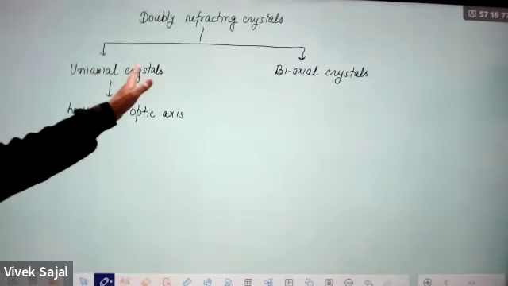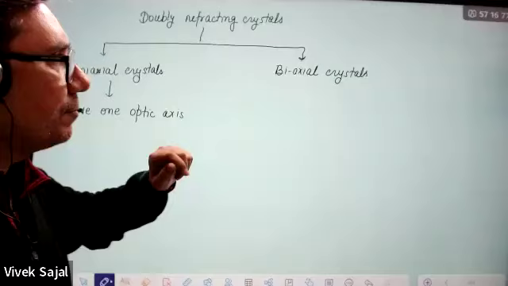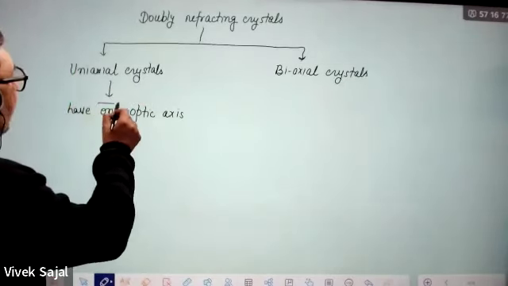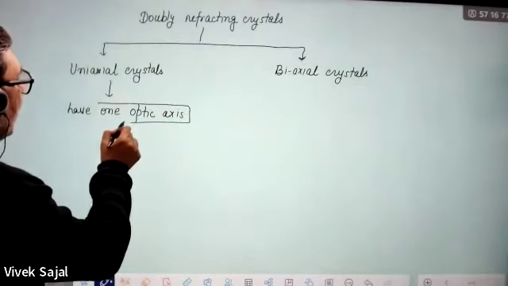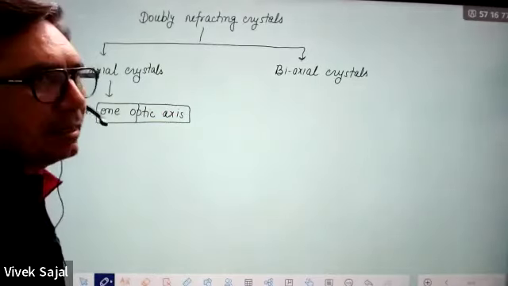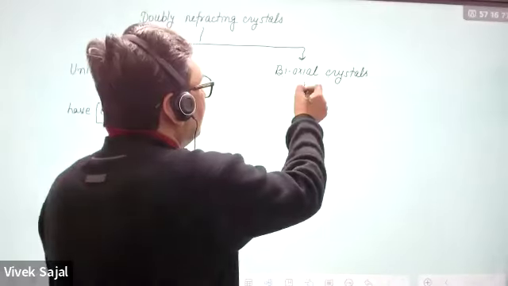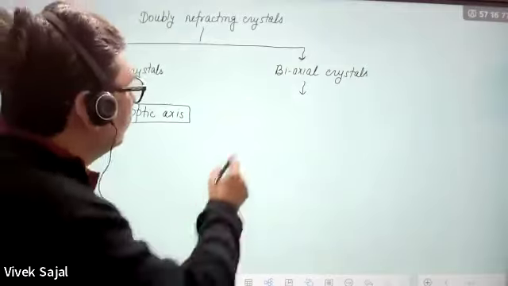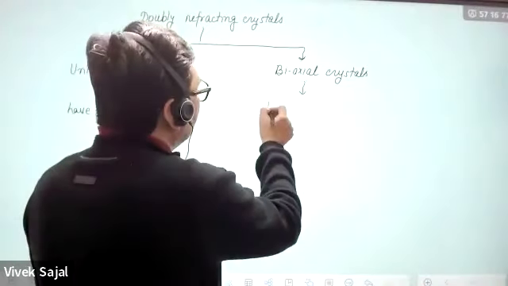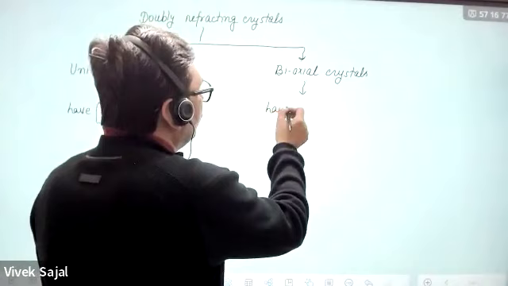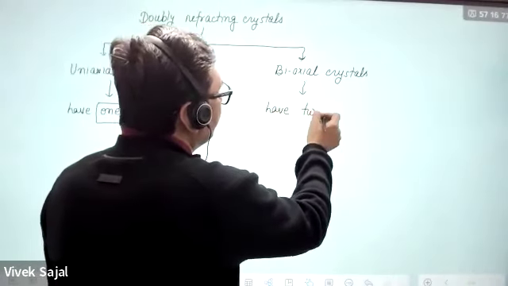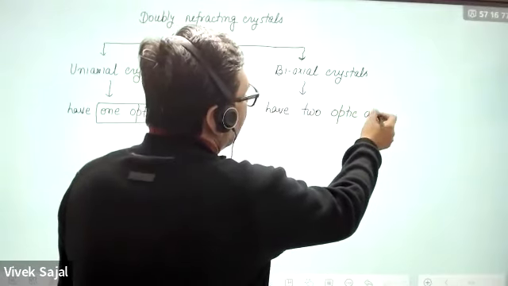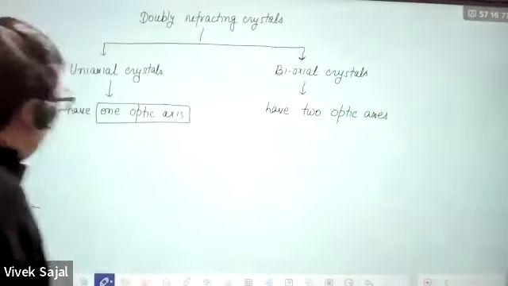So two types of doubly refracting crystals are there. Uniaxial crystals are those crystals which have one optic axis, while biaxial crystals are other doubly refracting crystals which have two optic axes. So they are called biaxial crystals. They have two optic axes.